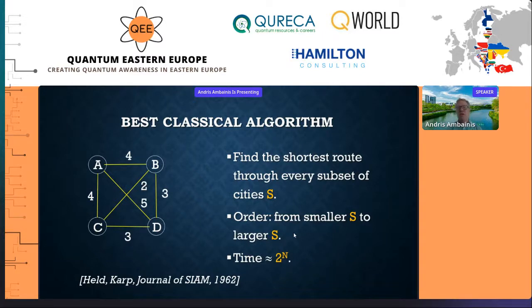So we basically solve simpler subproblems, and then we build up solutions to more and more complex subproblems until we have solved the whole problem, until we have the shortest route through all cities. And the time is roughly 2 to the n, because there are 2 to the n possible subsets of cities. In this process, we end up building the shortest route through each of them. Unfortunately, there is no known shortcut that would somehow avoid examining a significant number of subsets of cities.